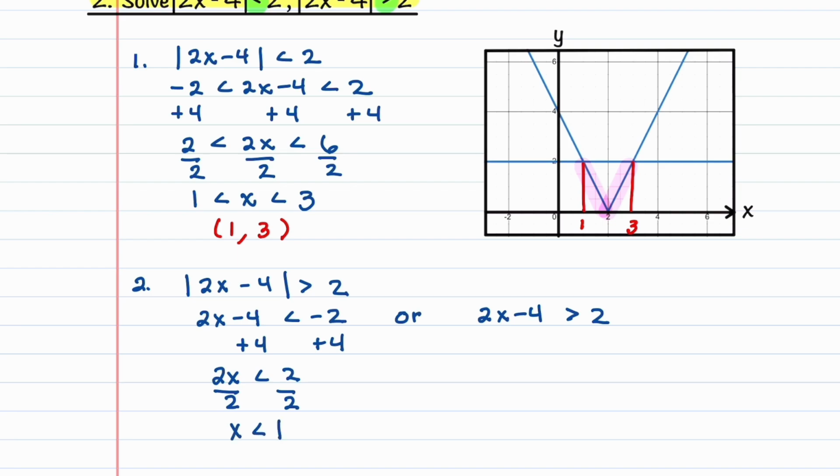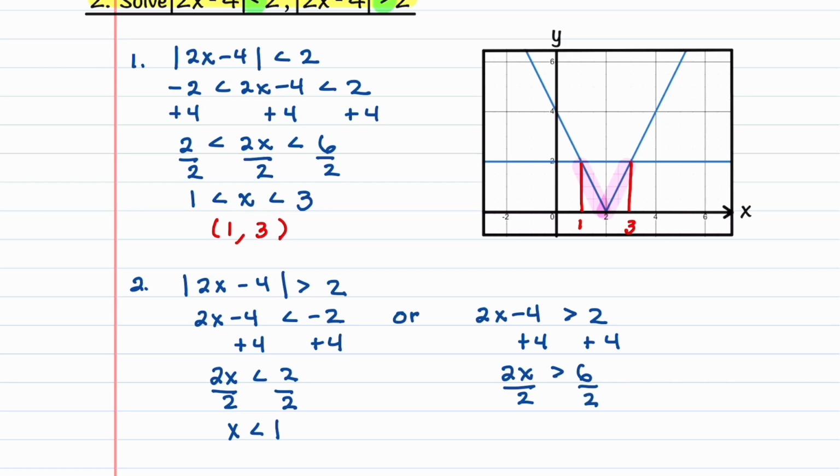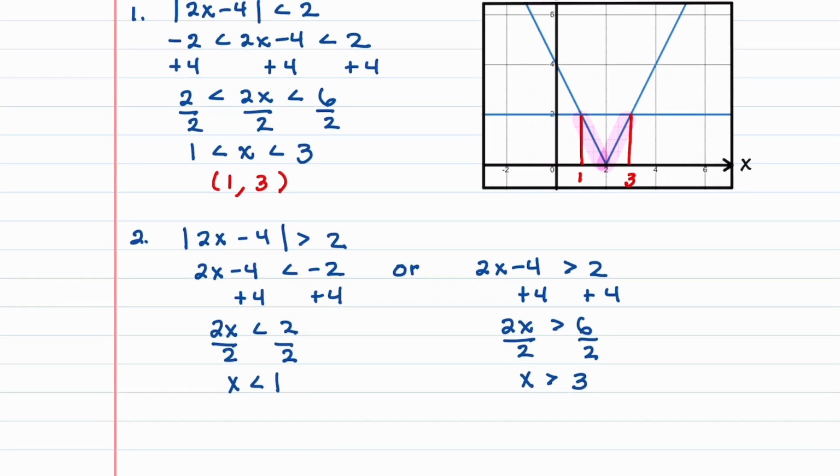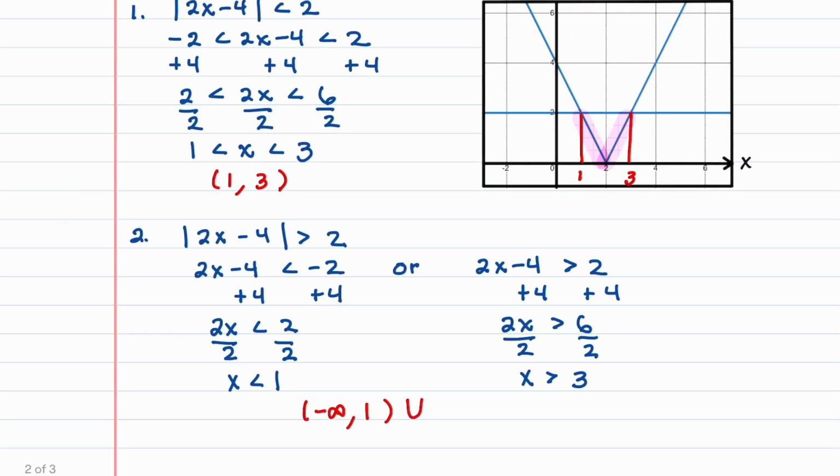Let's now go over to the right-hand side and solve that one. To get 2x by itself, we're going to add 4 to both sides. This gives us 2x is greater than 6, and then we'll divide each side by 2, and we get x is greater than 3. Let's now write our answer in interval notation. We have x is less than 1, so that's going to be from minus infinity to 1, parentheses around both, and then the or translates to a union sign, and then we're going to have 3 to infinity.